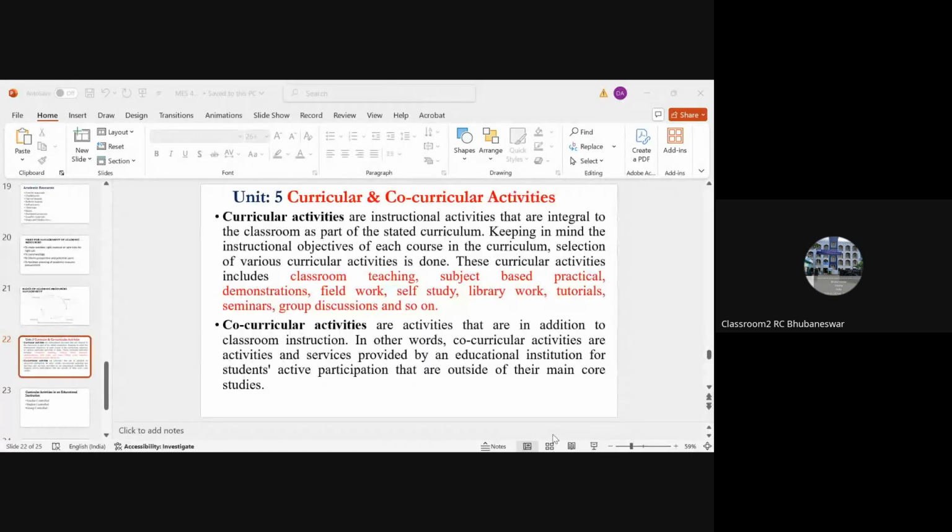We can organize a variety of co-curricular activities like debate, discussion, speech competition, writing competition, story writing competition, poem composing competition, variety of thoughts, analysis, discussions, question answer. All these co-curricular activities will help the child to learn more and more other than curricular area, curricular activities.